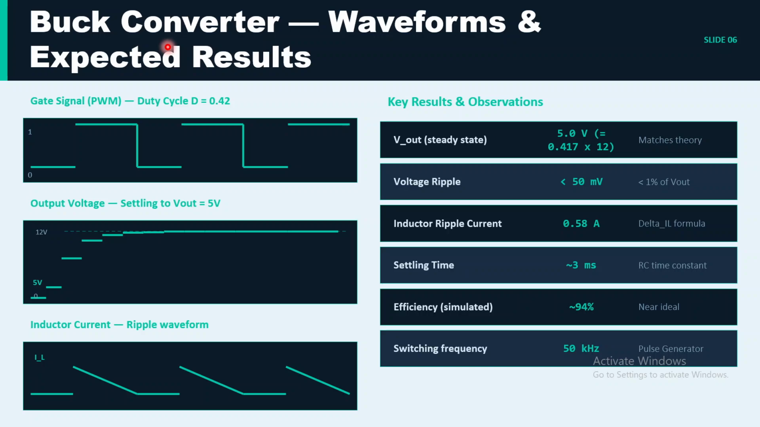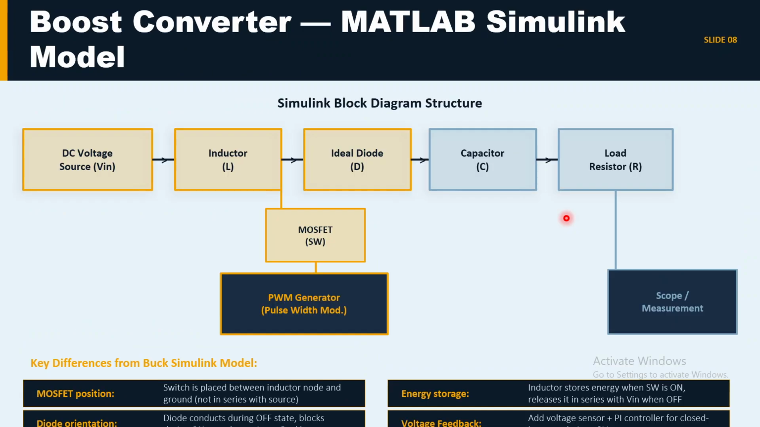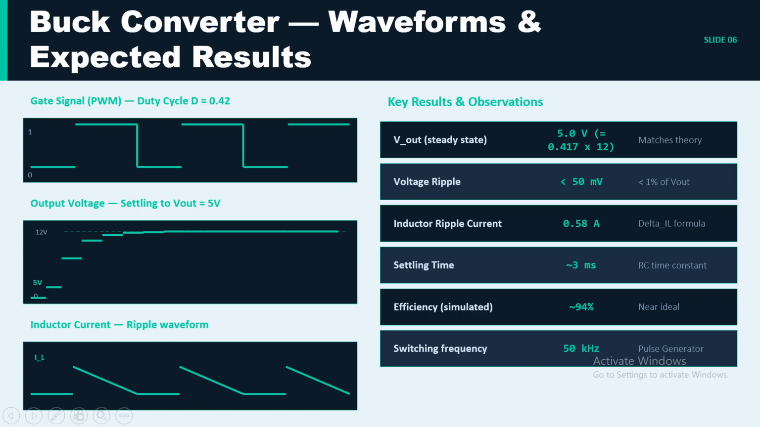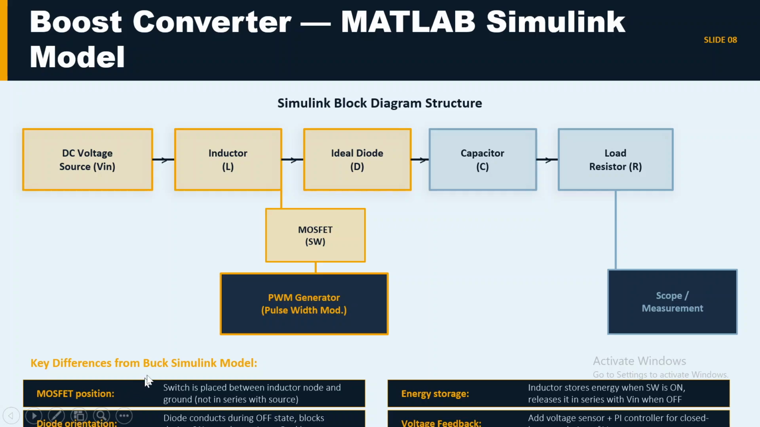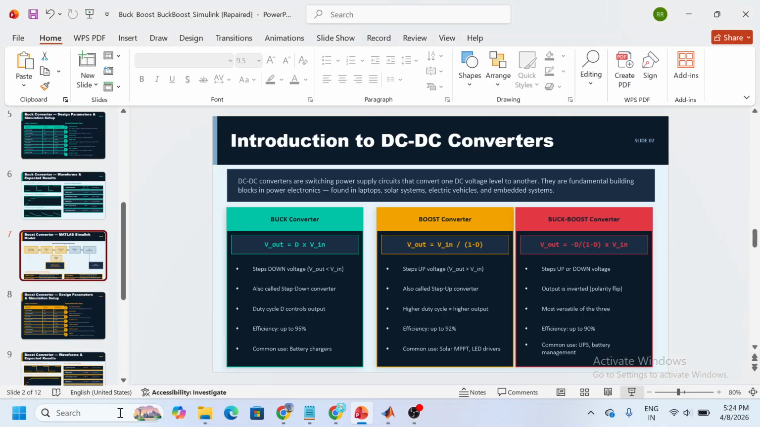When you compare the input voltage graph and the output voltage graph, there will be a difference: the input voltage will be high and the output voltage will be low. That's why it is called a buck converter. Let us complete the buck converter in MATLAB Simulink. After that, you can work on boost converters.